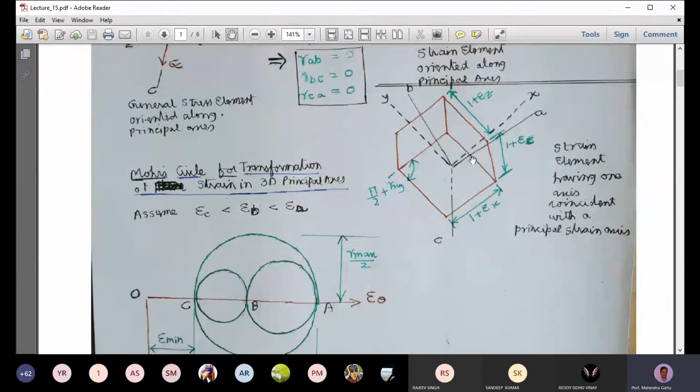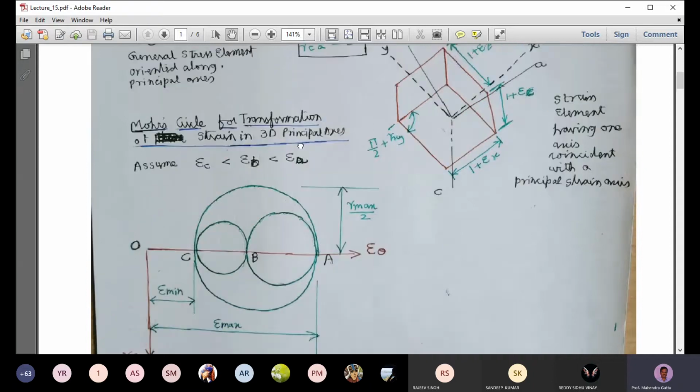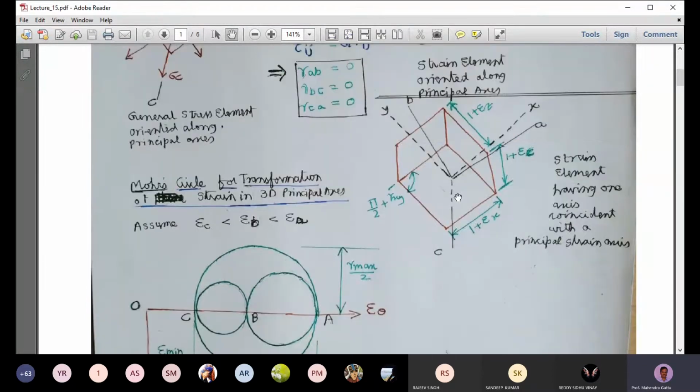So here what we can do, we can draw the Mohr circle for the strains due to the rotation about the c axis. So here we are drawing the Mohr circle for transformation of strain in 3D principal axis. Let's assume the epsilon c value is less than epsilon b value, which is less than epsilon a value. So when you rotate the stress element about the c axis, we will be working only with these principal strains epsilon a and epsilon b.